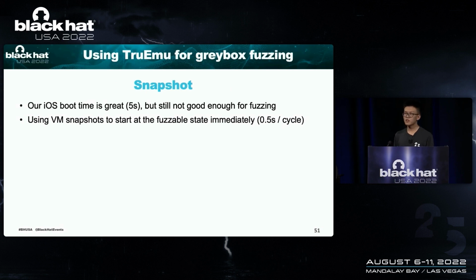we also built TruEMU for fuzzing. To support fuzzing, we implemented a snapshot feature. The problem we are trying to solve is that iOS boot time is not fast enough for fuzzing. For fuzzing, you want to run something repeatedly as fast as possible. So we solved that using snapshot. Because snapshot is faster than normal booting, it reduced the cycle time by 10 times.